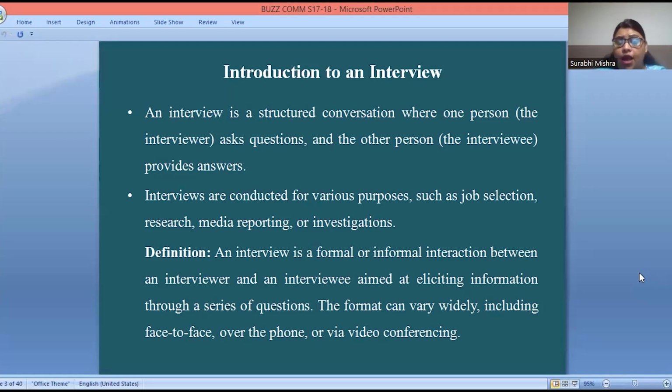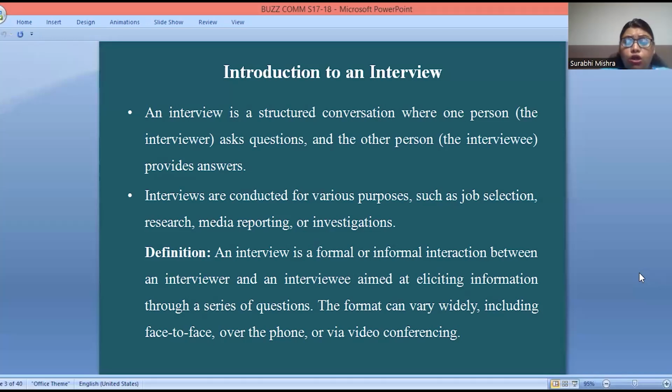For example, if you are going for a job interview, you will be an interviewee. You will be giving answers to the questions asked by the interviewer, right? The company where you are going, the people who are going to take your interview, will be termed as the interviewer, right? So interviews are conducted for various purposes such as job selection, research, media reporting, or investigations.